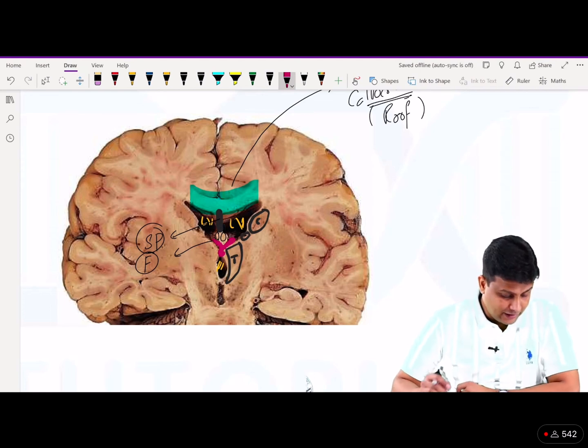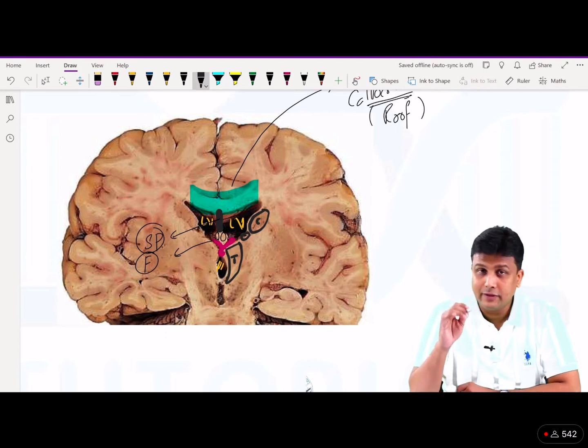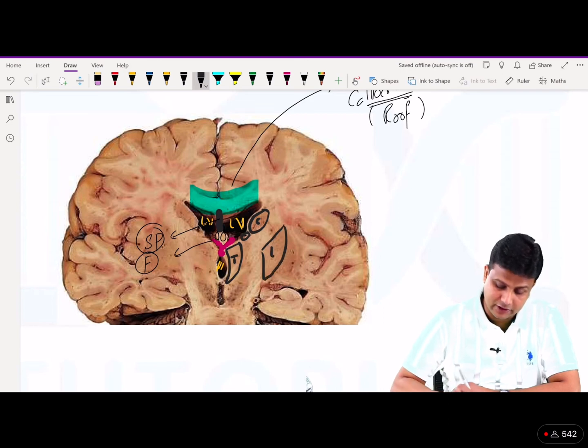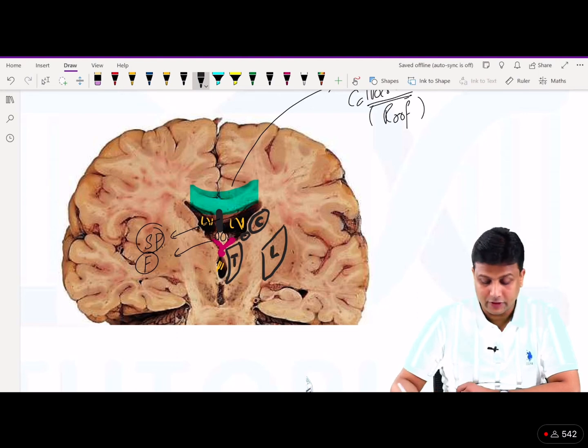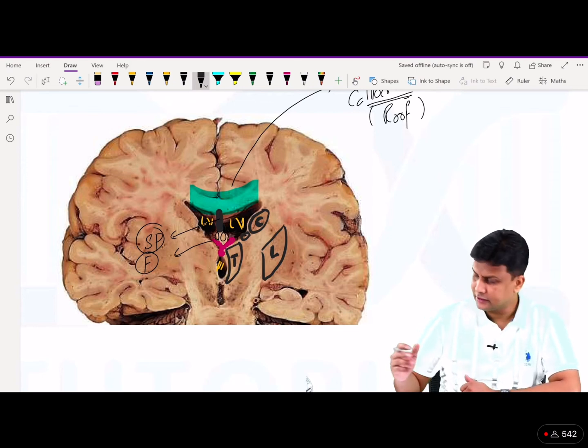Now, why am I teaching you this here? In one of your FMGE exams, they have already asked an image-based question about the lentiform nucleus. There will be a lentiform nucleus here. So, there will be a caudate nucleus, then a thalamus here, and then a lentiform nucleus here, guys. Fine? The caudate nucleus, the thalamus, and the lentiform nucleus here, guys.